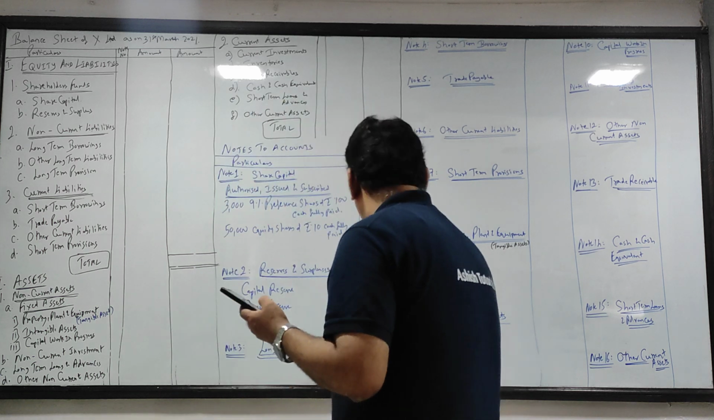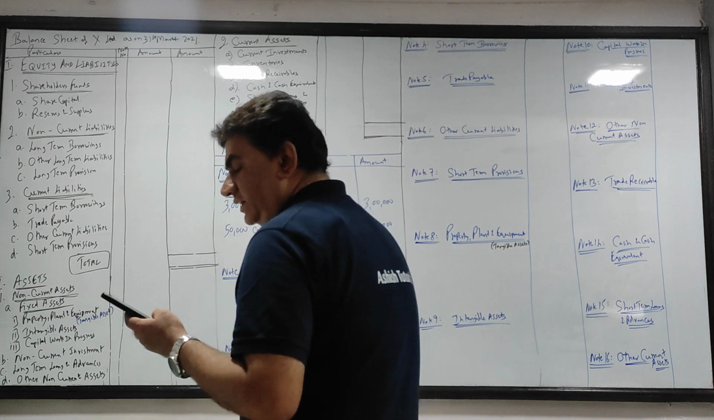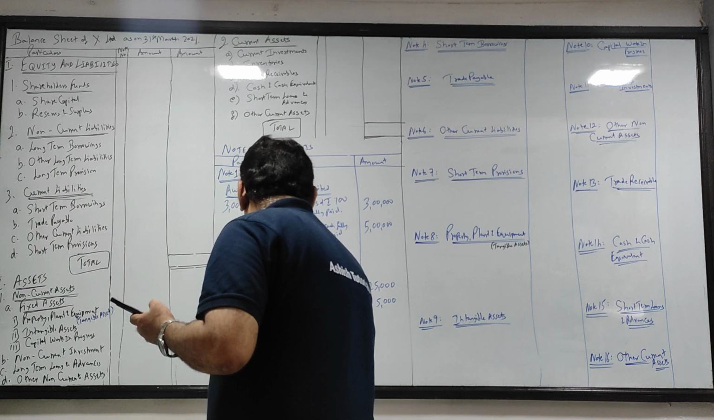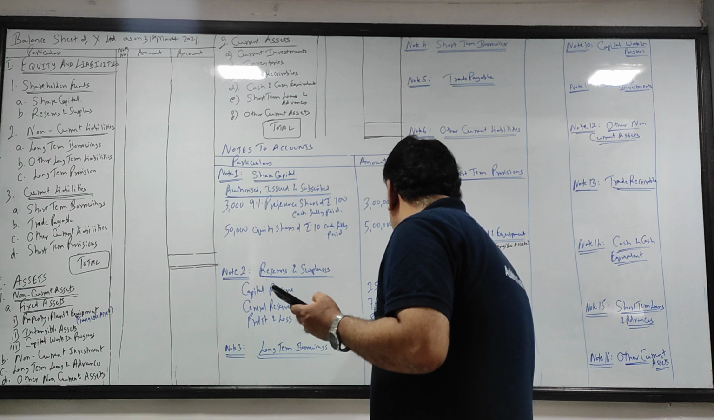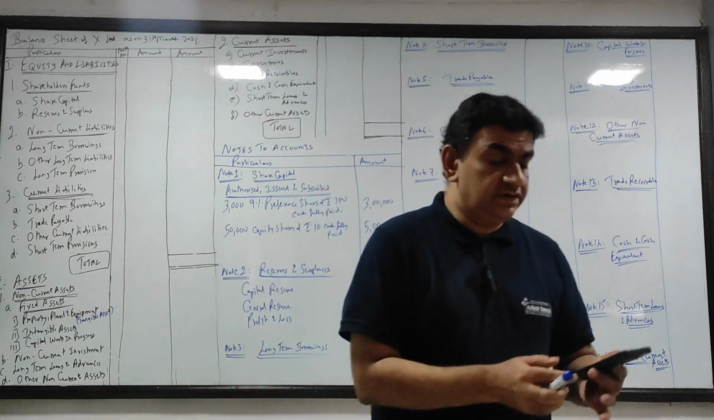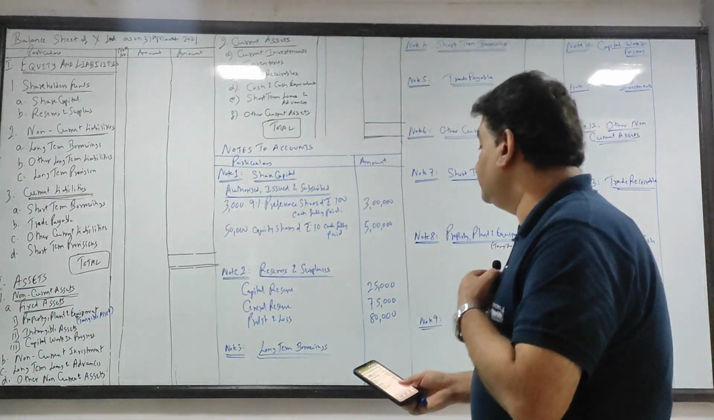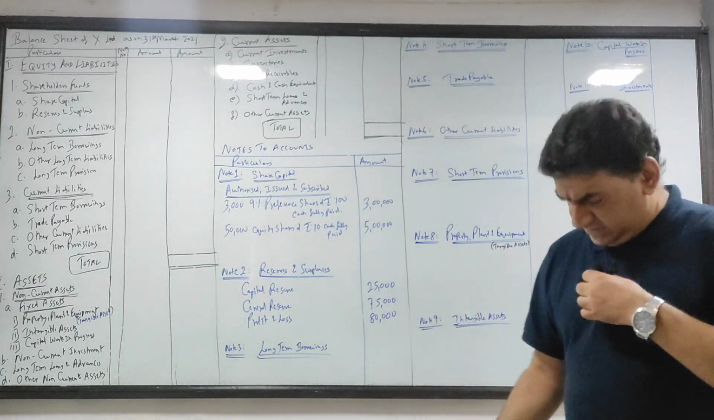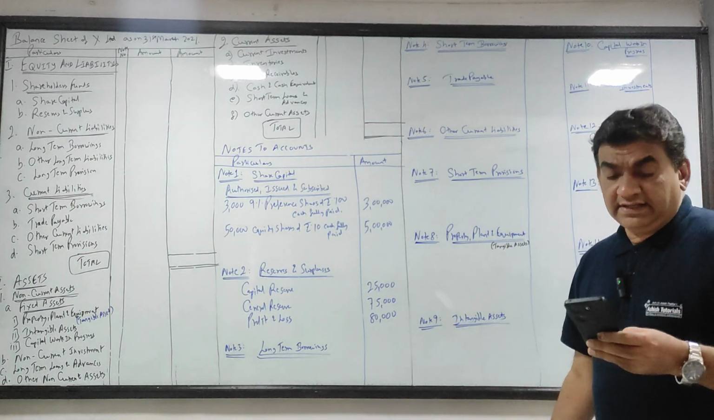General reserve, that is 75,000. And profit and loss 80,000. Okay. Capital reserve 25,000, general reserve 75,000, and profit and loss account, that is 80,000. Clear? Total will be written later.